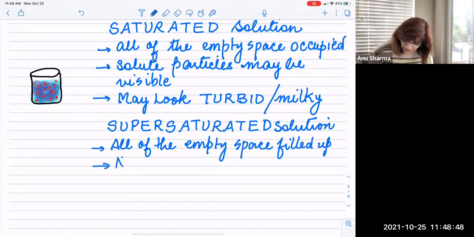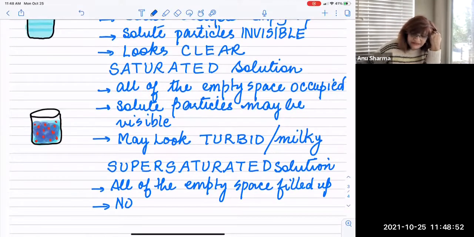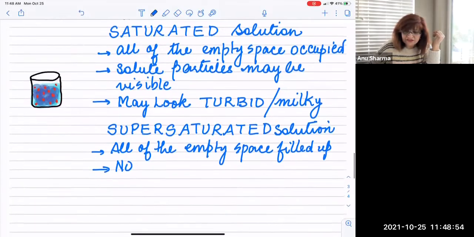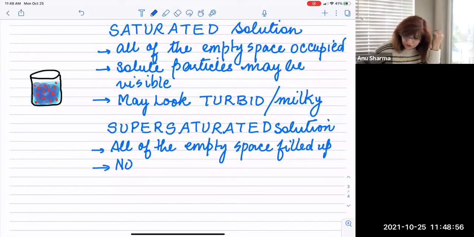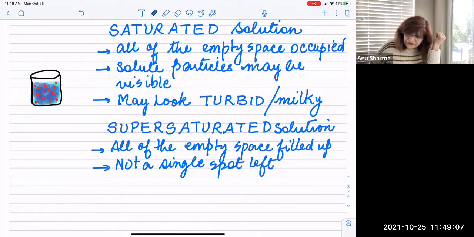Not a single spot is left. You may try to shake and make some space in the second case, in the saturated case. But in supersaturated, no, not a single spot left. So in that case, what will you do?